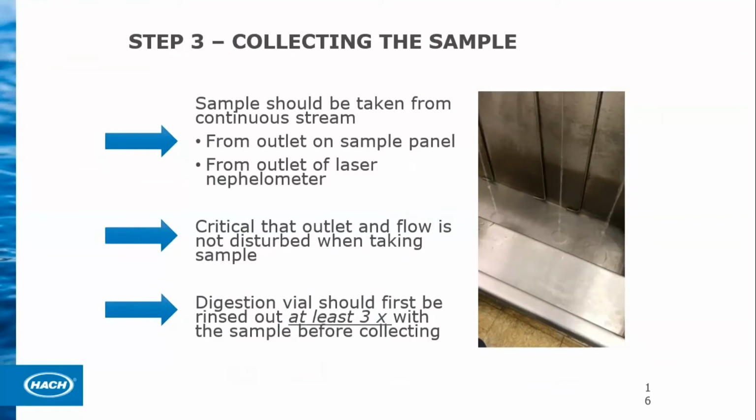Collecting the sample. Again, we talked about that. You want to have a continuous stream. It's important that the tubing that you're taking this from is not disturbed. You're not opening and closing valves. You're not tapping on the tubing. And here I talk about rinsing the digestion vial several times with the sample before collecting. That's because this is glass. We're doing a little bit different type of cleaning, so rinsing with the sample is okay, whereas I told you not to do that with the bottles earlier.